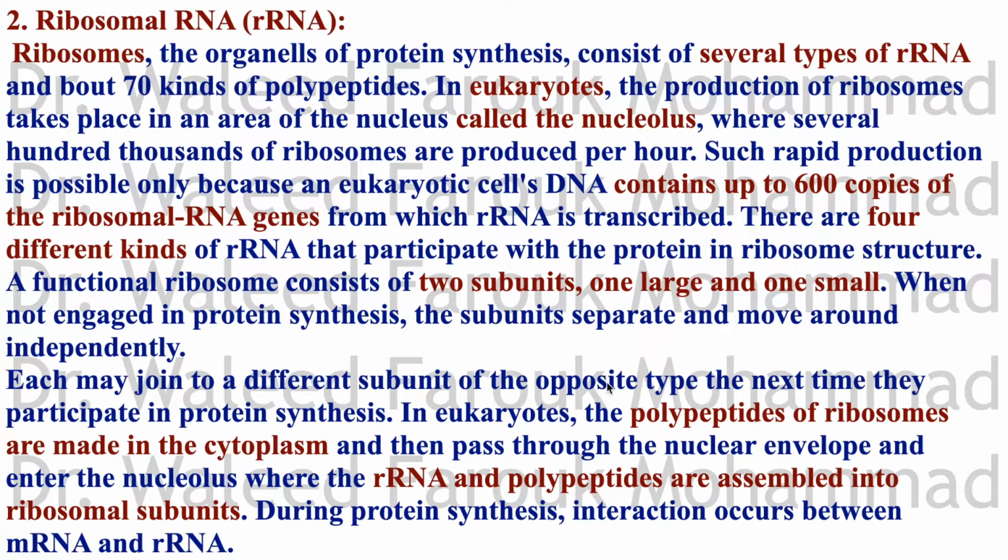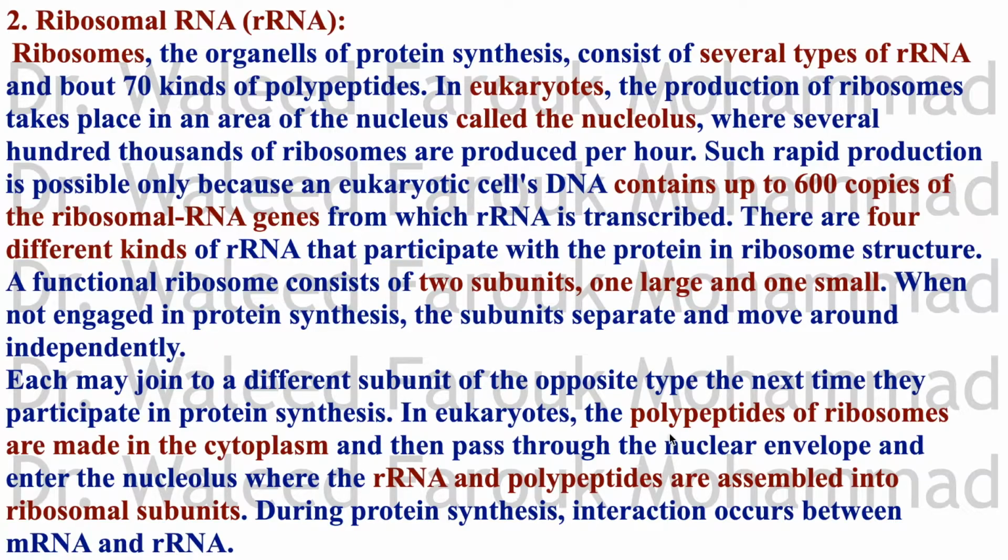There are four different kinds of rRNA that participate with the protein in the ribosome structure. A ribosome consists of two subunits, a large one and a small one. When the ribosome is not engaged in protein synthesis, the two subunits wander independently, and they may join a different subunit of the opposite type the next time they participate in protein synthesis.